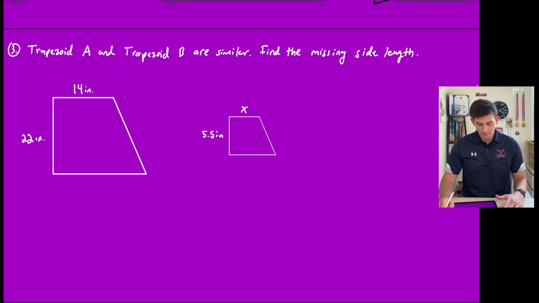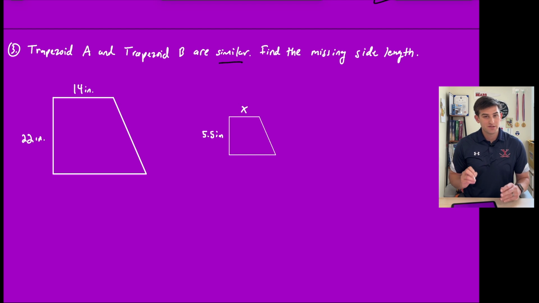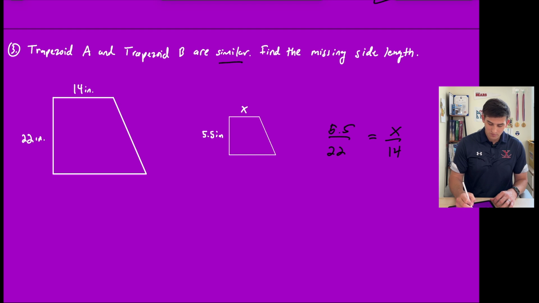All right, last example for this video, we have trapezoid A and trapezoid B. They are similar. We want to find the missing side length, which is represented here by our variable x. The key here is that they told us they're similar, which means any corresponding side lengths should be proportional. So let's say we have 5.5 from this side here. That should be the corresponding side to 22. And then we're going to say x over 14 because these two sides would be corresponding as well.